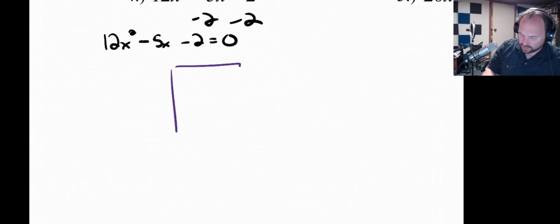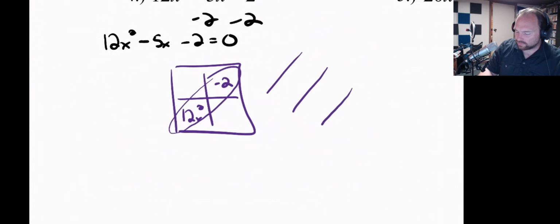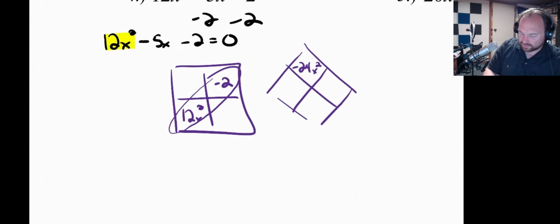We kind of start with a generic rectangle, and we say, okay, 12x squared is down here, negative 2 is up there. And we know that whatever these things are, the diagonals always multiply to the same thing. So we know that we're looking for two things that multiply to negative 24x squared. That is, the two outside things multiplied together. They also have to add up to negative 5x there. Oops, negative 5x. So this is the game we play.